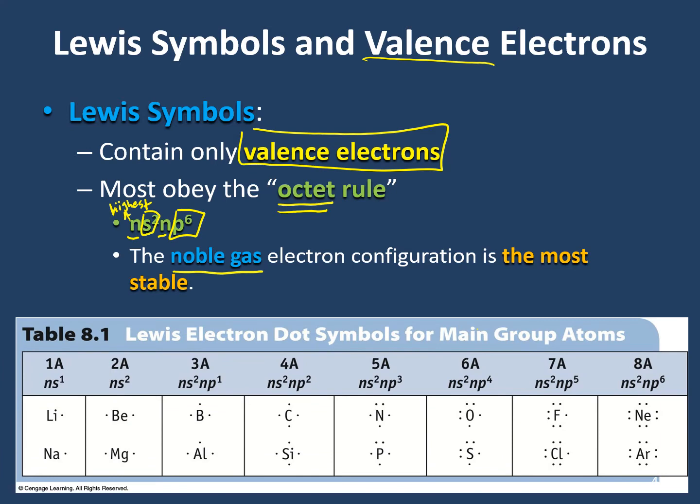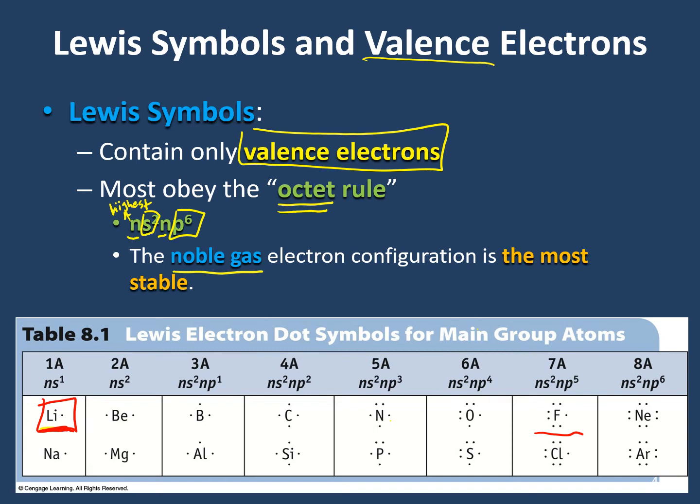So here are a bunch of Lewis symbols. You can see lithium. Lithium only has 1 valence electron. So when we write its Lewis symbol, you see the symbol of lithium, Li, with a single dot next to it. That dot is the 1 valence electron lithium has. Whereas neutral fluorine has 7 valence electrons, and so you see 7 dots around the fluorine atom.